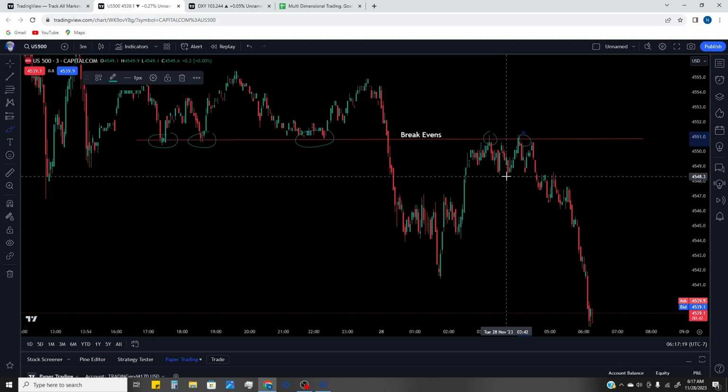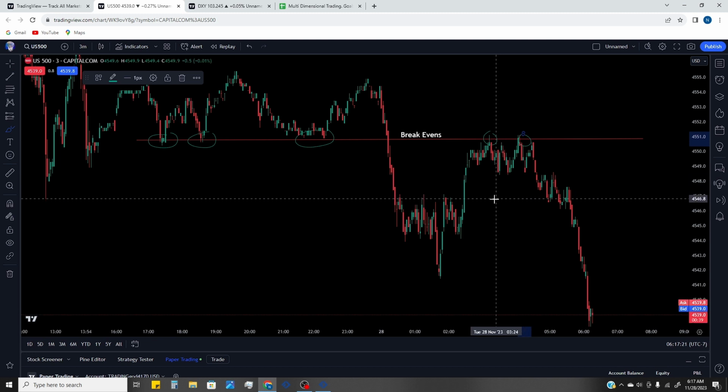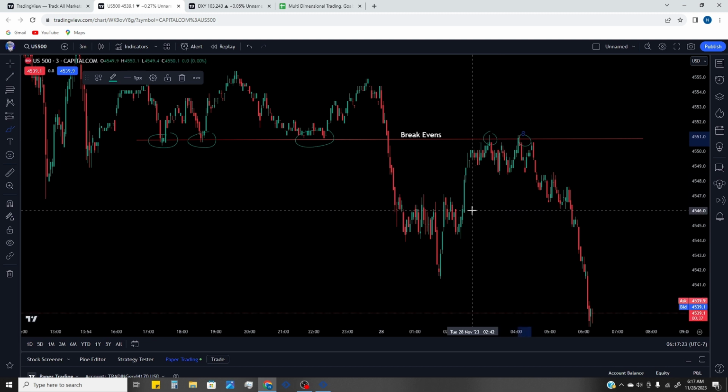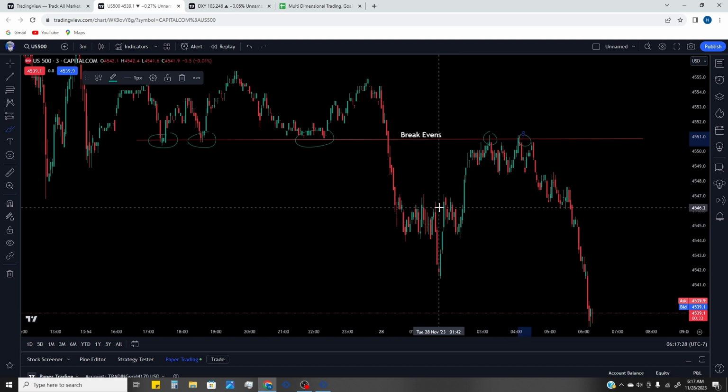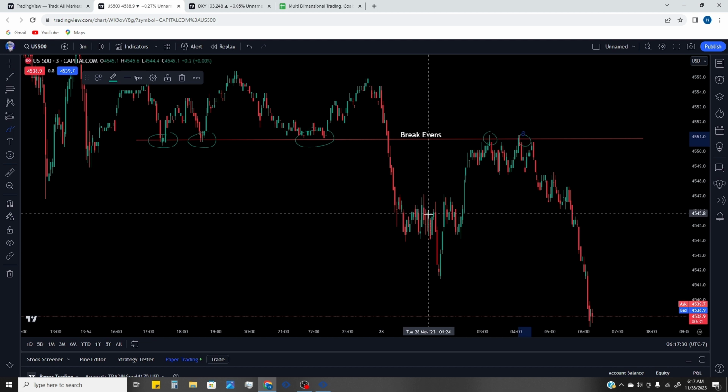which means how we look at it at multidimensionaltrading.com, we look at it as a great place for us to go short because we are looking at this in a common sense fashion.